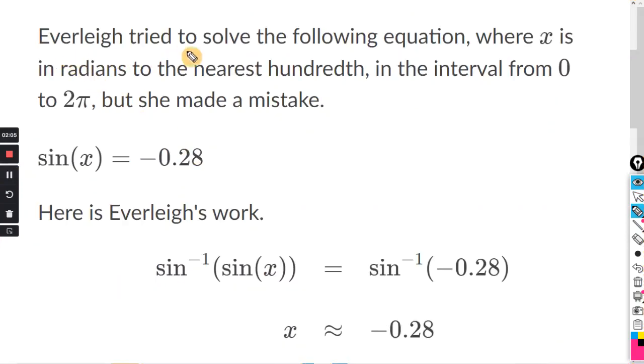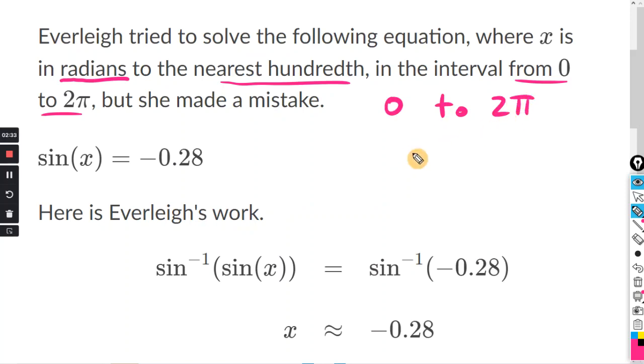All right, Everlay tried to solve the following equation where x is in radians to the nearest hundredth, that's 2 decimals, in the interval from 0 to 2 pi, but she made a mistake. All right, so the problem is in radians, and the interval is from 0 to 2 pi. So all of the answers for x have to be in between 0 and 2 pi.